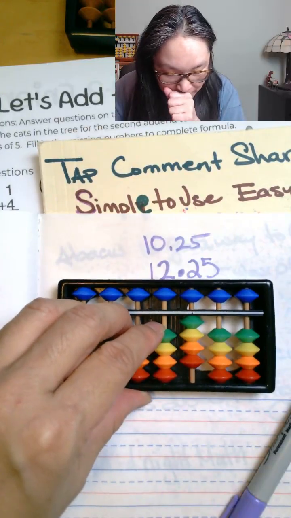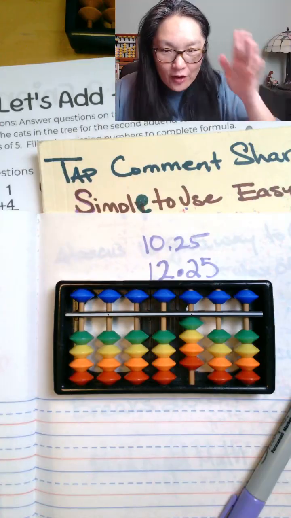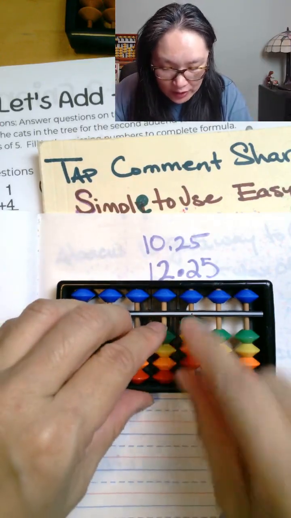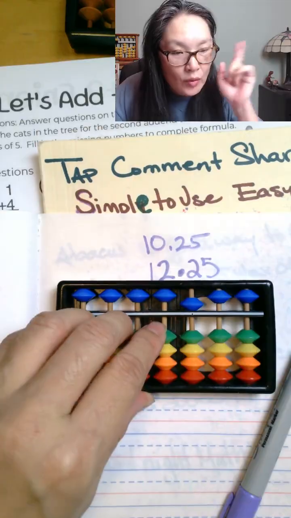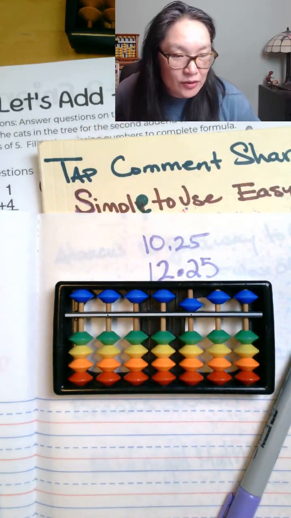So after 4, what do we have after 4? We have 5. But we don't have enough beads for 5. We do have enough beads for 5. The top bead will always be 5 no matter what. Thank you for the share, Jose.